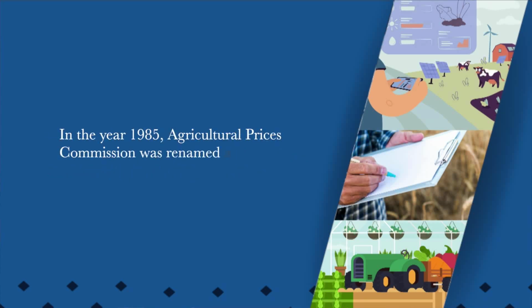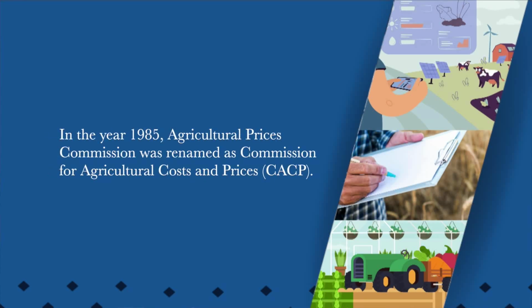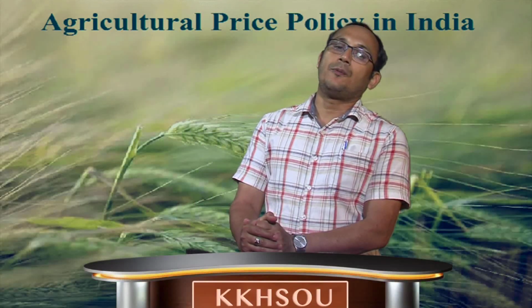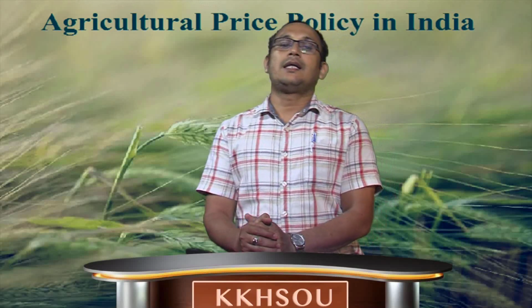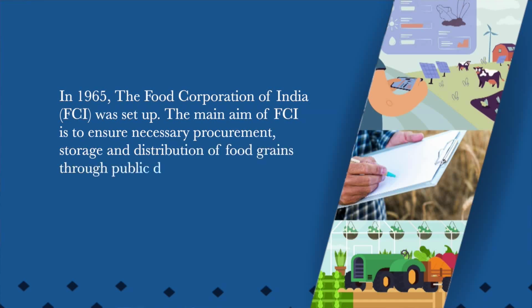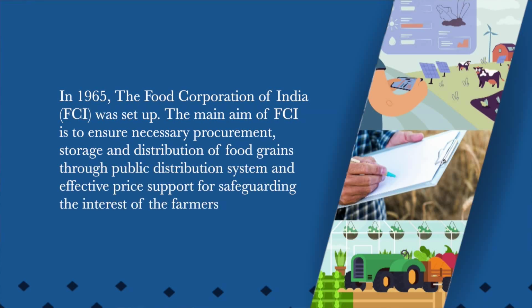In the historical process, in the year 1985, the Agricultural Prices Commission was renamed the Commission for Agricultural Costs and Prices. We have to mention another important milestone related to agricultural price policy in India. That is, in 1965, the Food Corporation of India was set up.